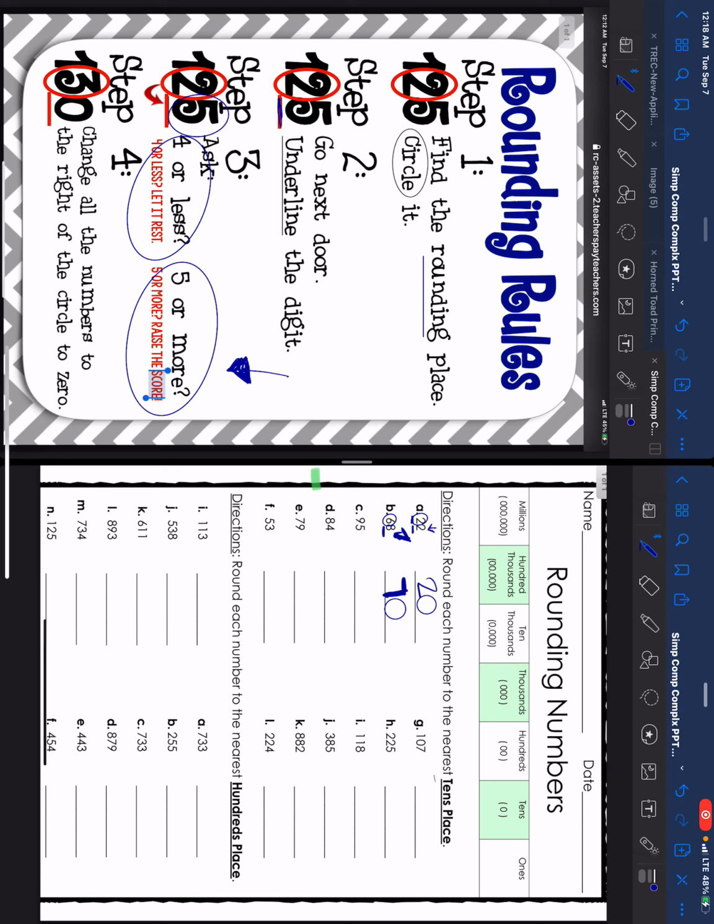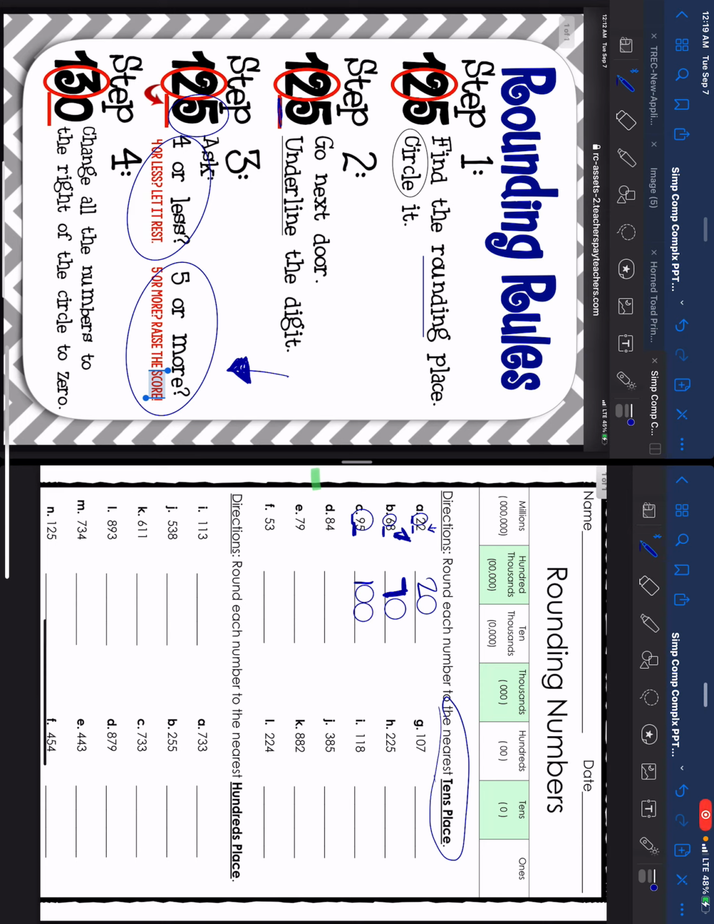So let's look at 95. Again, we're looking at the tens place. The 9 is in the tens place. So I keep underlining it. We're supposed to circle it. All right. And then go next door, underline the digit. It's a 5. So it's 5 or more, so we got to raise the score. So that 9 becomes 10. And then it says change all the numbers to the right of the circle to 0. So we've got 10, and I got to add another 0.